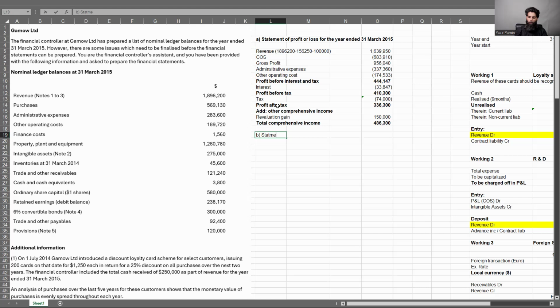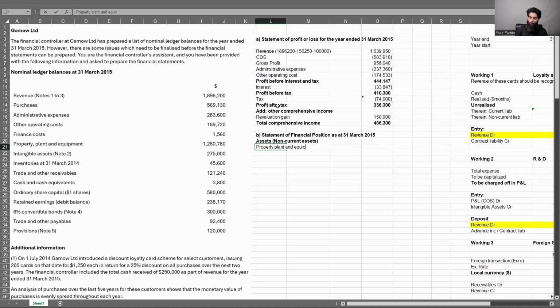And now, without any further ado, let's go to statement of financial position. So, statement of financial position as at 31st March 2015. We'll start with assets, and in particular, non-current assets. Somebody says, why are you not preparing a statement of changes in equity? Because it's not required. If it's not required, why do I prepare it? So I prepare non-current assets first. We'll write property, plant, and equipment.